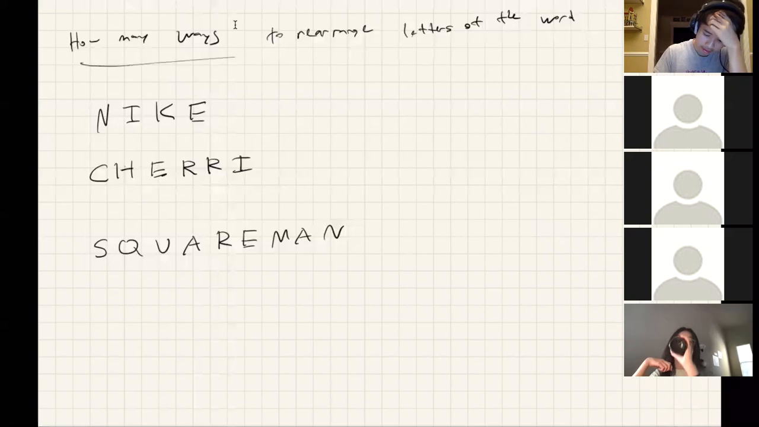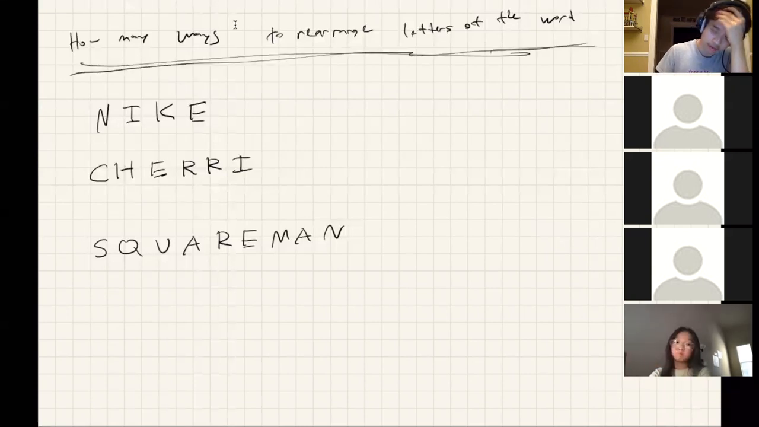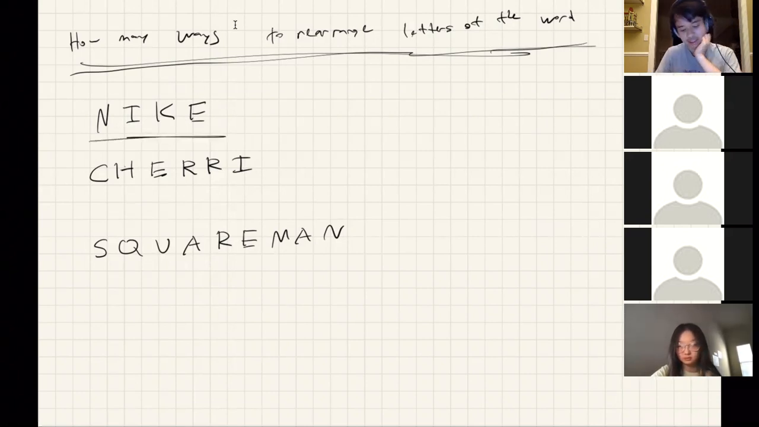Anyways, now there's another example of a type of problem that comes up very often, and this is about rearranging the letters of words, right? So how many ways are there to rearrange the letters of the word, let's say, Nike? To rearrange the letters of the word Nike, there's 4 letters. They're all different. There's an N, an I, a K, an E.